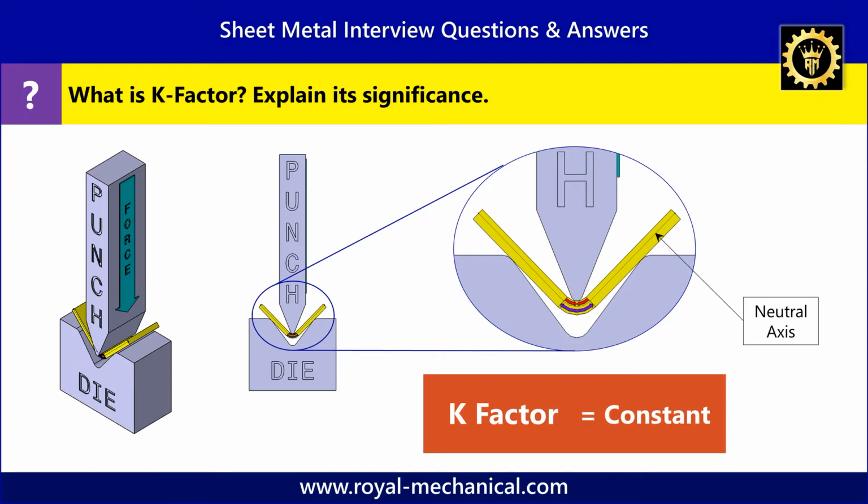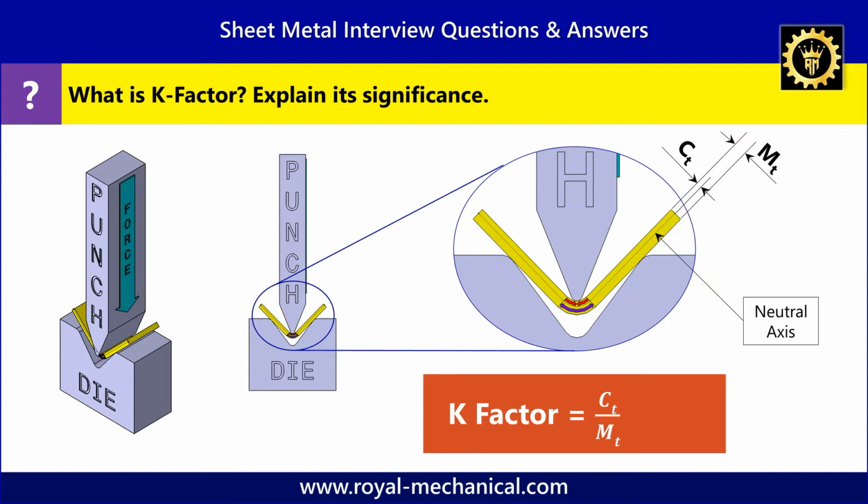The K-factor is a constant. The K-factor defines the position of the neutral axis. It is mathematically calculated by the ratio of the thickness of the compressive fibers to the thickness of the sheet metal. The K-factor is used to calculate the developed length of sheet metal component.